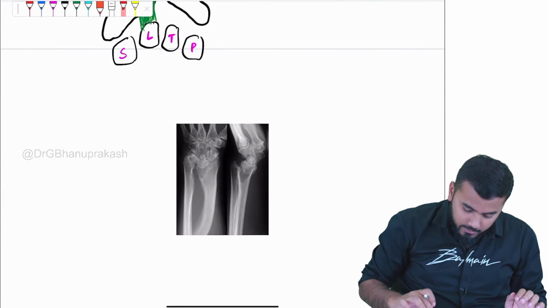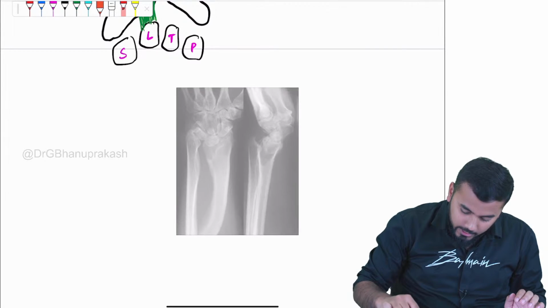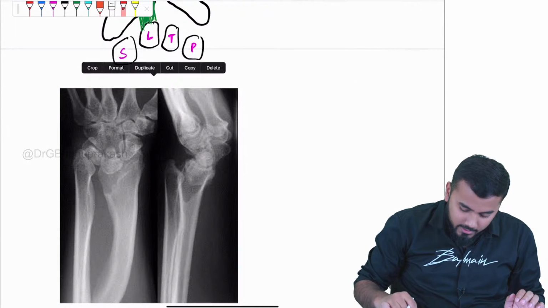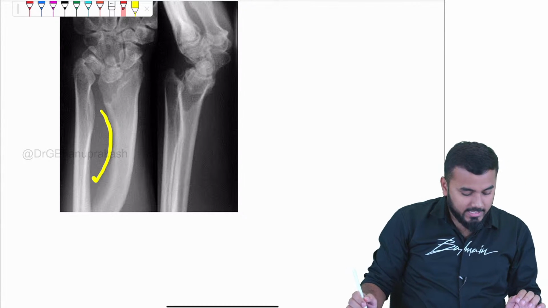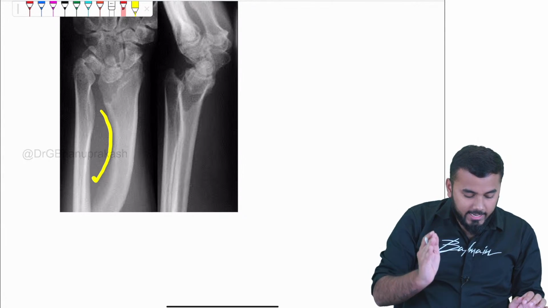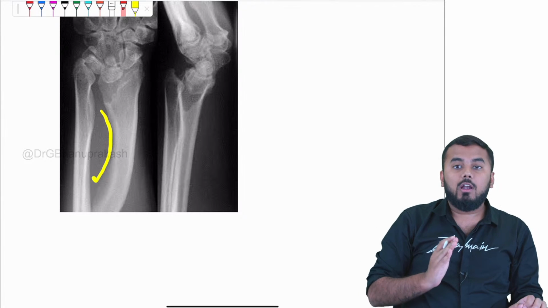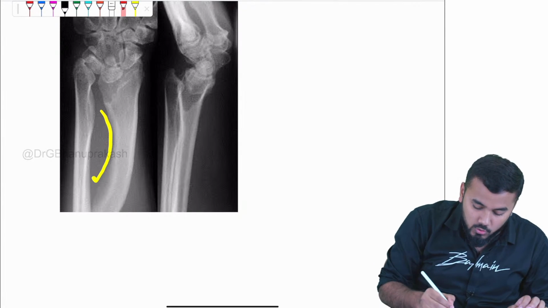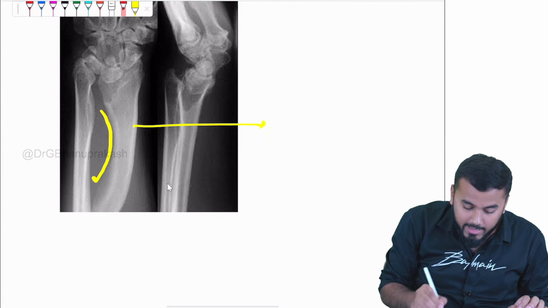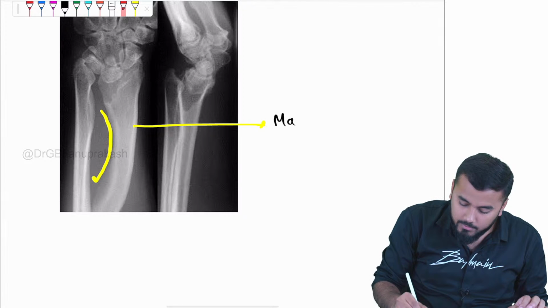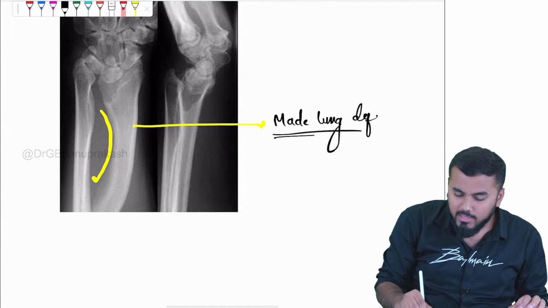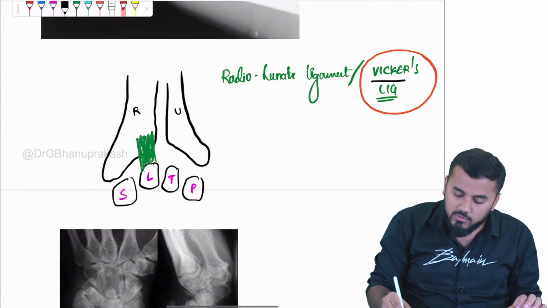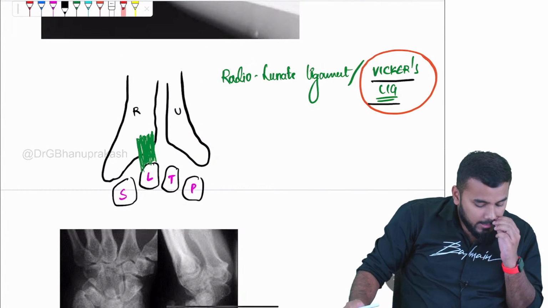All of you look here. Can you find something wrong here? The radius bone has taken a curve like this, isn't it? The radius bone has taken a curve. So this is called Madelung deformity. What is this called? This is called Madelung deformity. Okay. This is because of this Vickers ligament. I hope you understood.